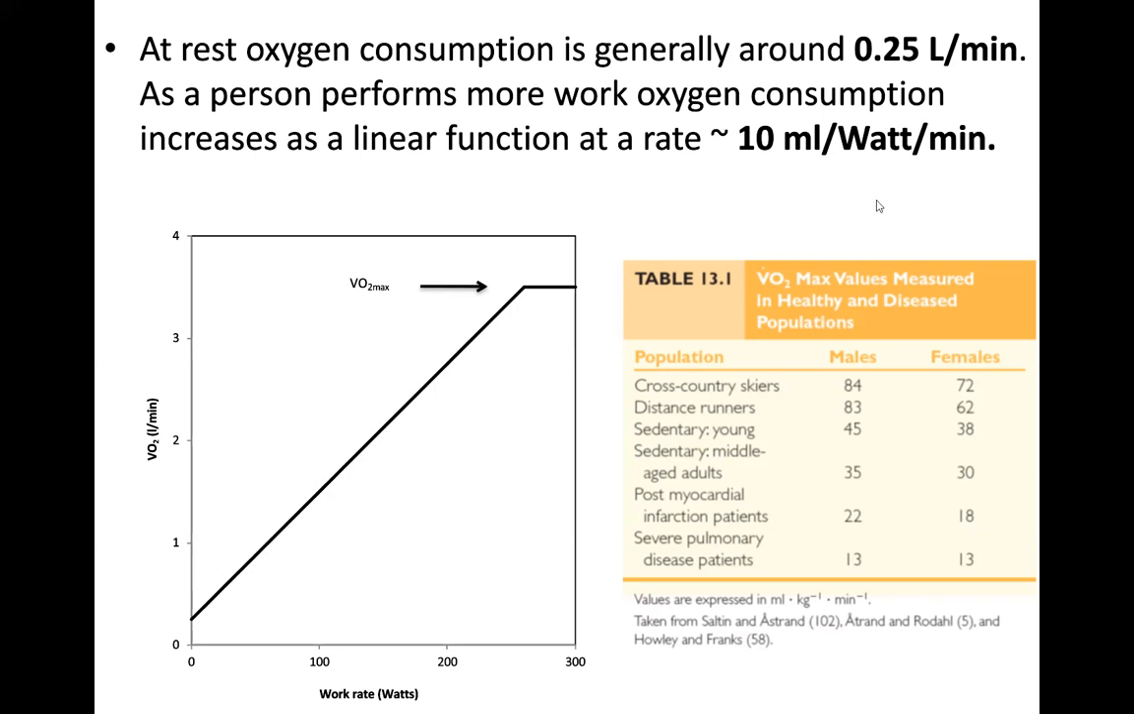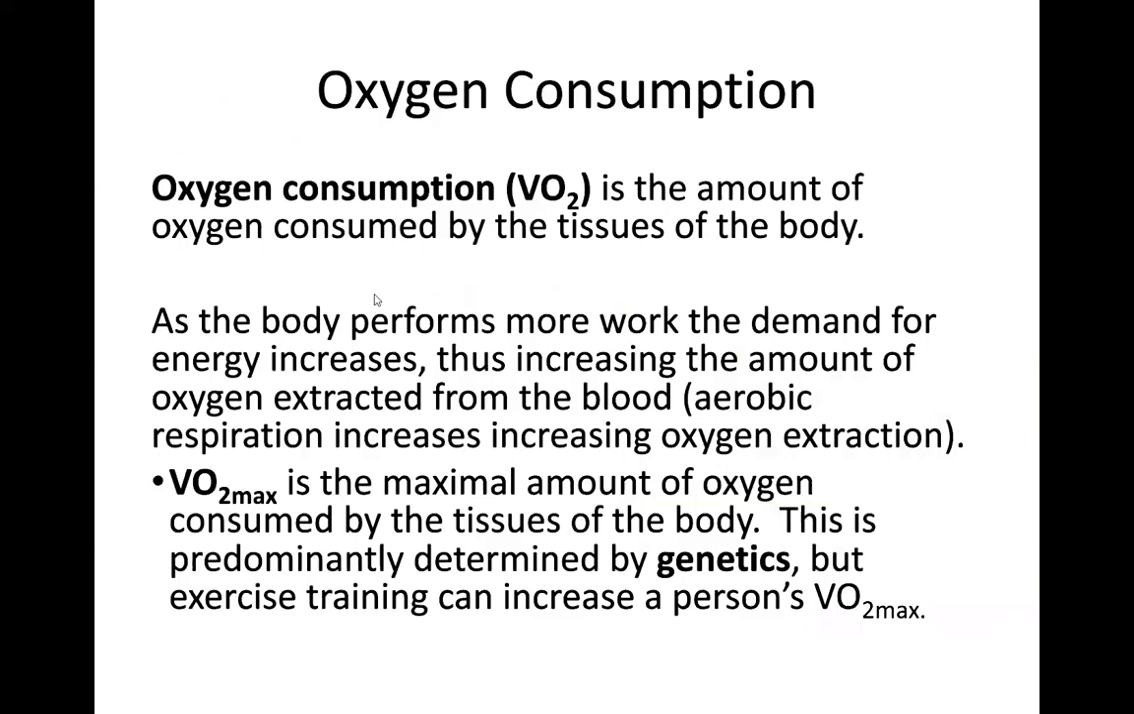And it's a very straight linear relationship. In fact, for every increase of 1 watt, we're going to increase our oxygen consumption by about 10 mL per minute. Notice that the line doesn't start at 0. That's because at rest, we're still consuming some oxygen, right? About 1/4 liter per minute at rest. And that is going to go up very linearly until the point where it plateaus, which is the point where we cannot consume any more oxygen. We call this point our VO2 max, which is the maximum amount of oxygen consumed by the tissues of the body.